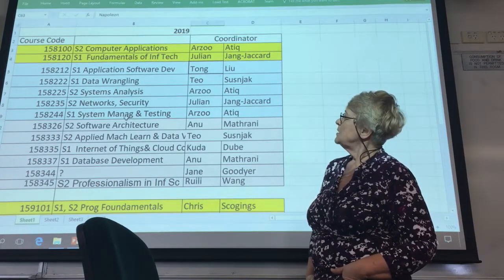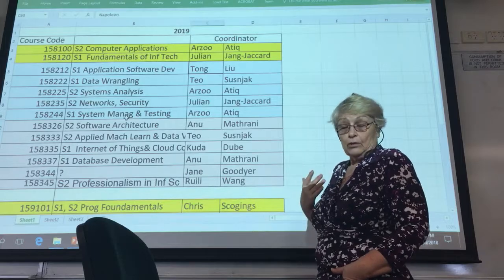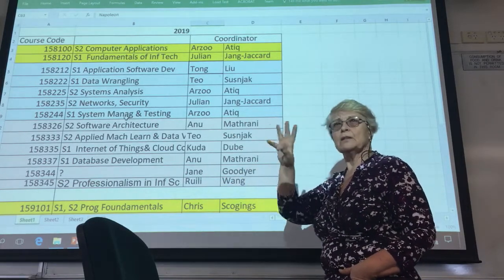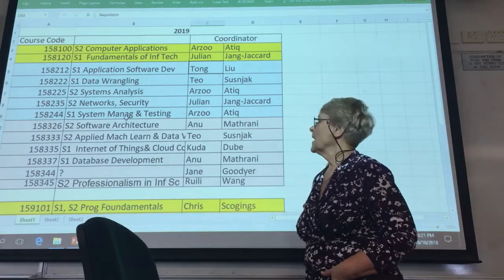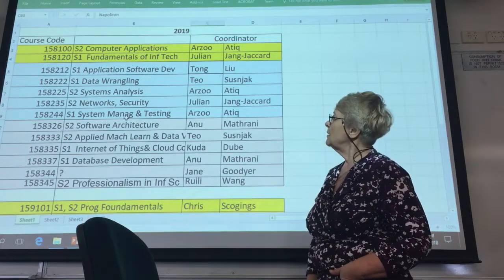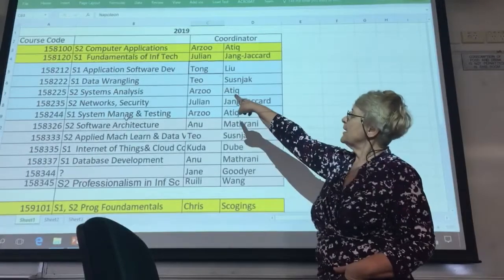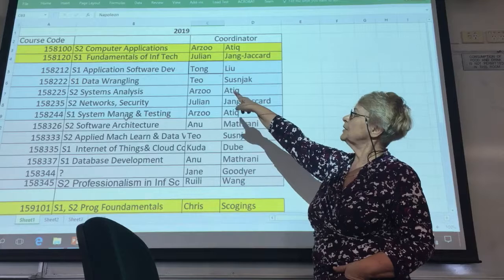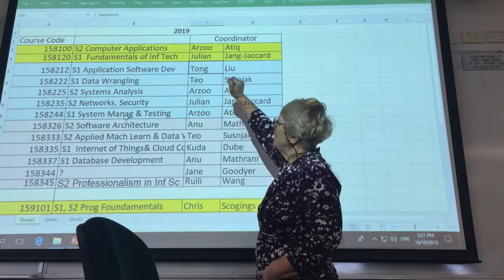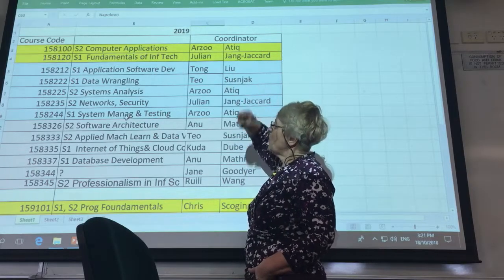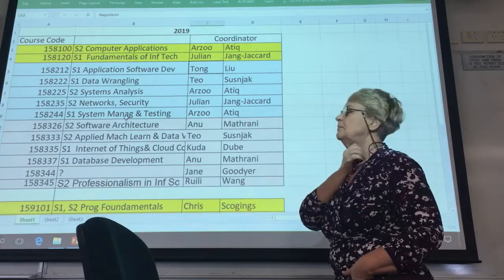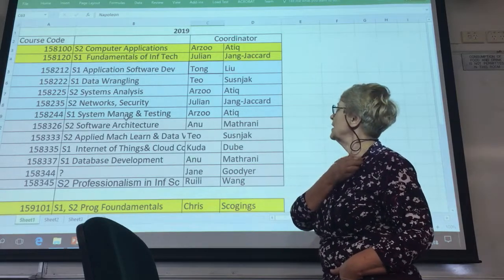So, for your degree, I think you can choose any of these courses. It depends a little bit on your degree, what you want, where you have enrolled. So, stage 2, application software development. I know that Tong uses C# for that. Data wrangling is Theo, who is teaching this. It's about machine learning, mostly, from what I understand.